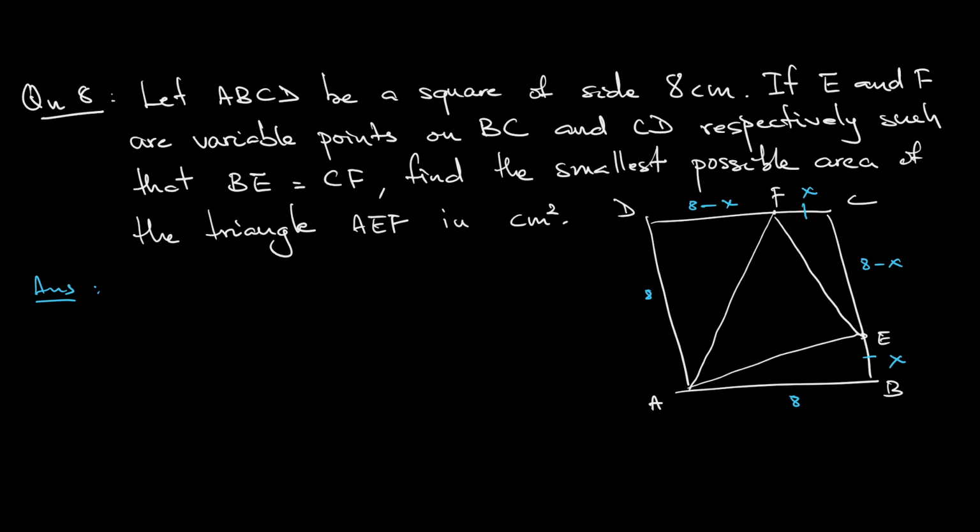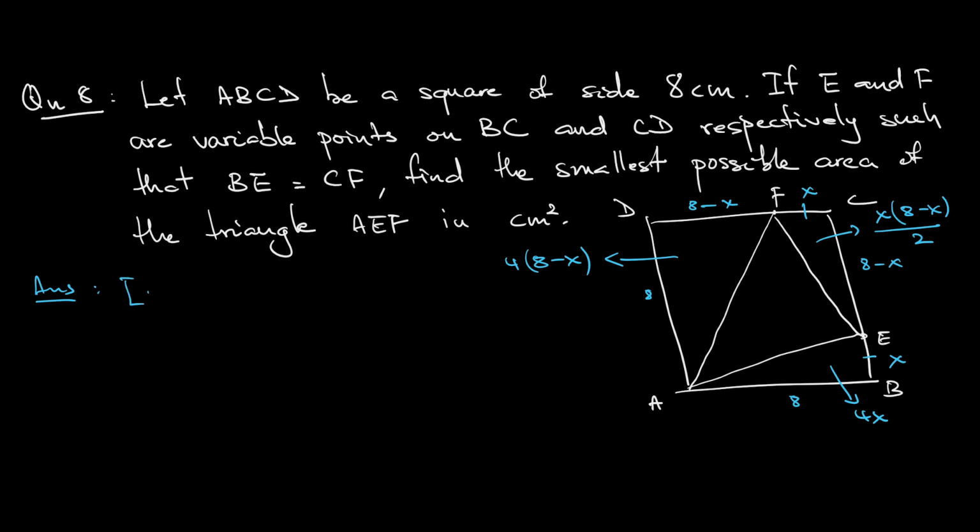Okay, so how to find the area of AEF? Notice that this whole diagram is a square, so I know the area of the square. And if I want to find the middle triangle, I need to subtract 3 triangles on the sides. Half base height, this would be just 4x. Half base height, this would be 8 divided by 2, so that would be just 4 times (8 minus x). Half base height, this would be x multiplied by (8 minus x) divided by 2.